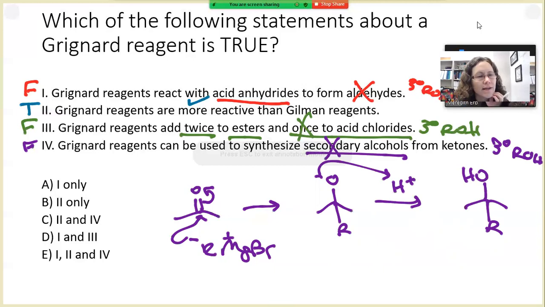Okay, so let's take a look at our answer choices. We have 1 only, 2 only, 2 and 4, 1 and 3, 1, 2, and 4. So the question is asking which of these statements is true? So only one statement is true, and that's 2. So the answer to this question is B.